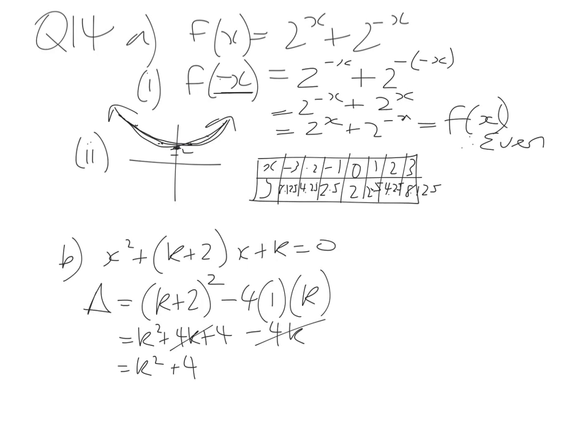Now, k squared will always be positive, so you add 4 to that will also be positive, so therefore that has to be greater than 0 for all real k. So therefore the roots are real and different, because they're equal when it's 0, but this is greater than 0.